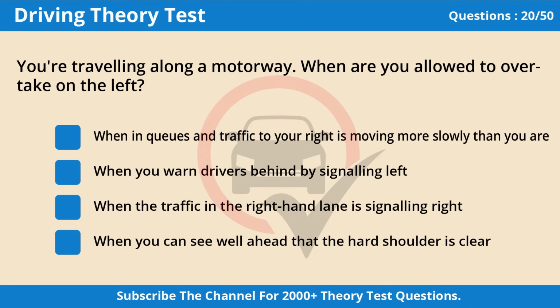Question 20. You're traveling along a motorway. When are you allowed to overtake on the left? A. When in queues and traffic to your right is moving more slowly than you are. B. When you warn drivers behind by signaling left. C. When the traffic in the right-hand lane is signaling right. D. When you can see well ahead that the hard shoulder is clear.